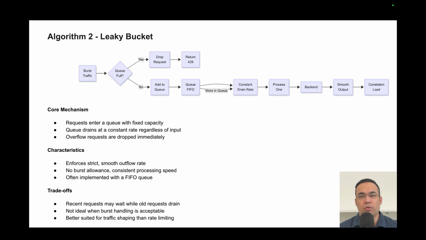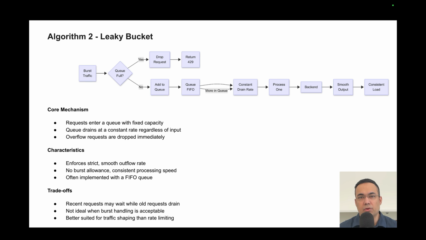Think of it like water flowing into a bucket with a hole in the bottom. Water drains at a constant rate, and if you pour too fast, the bucket overflows. The leaky bucket has distinct characteristics. It enforces a strict and smooth outflow rate. No matter how bursty the input, the output is always constant.